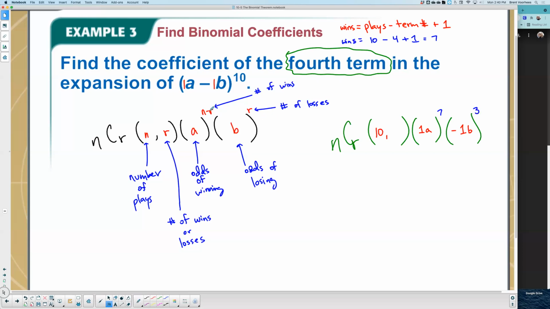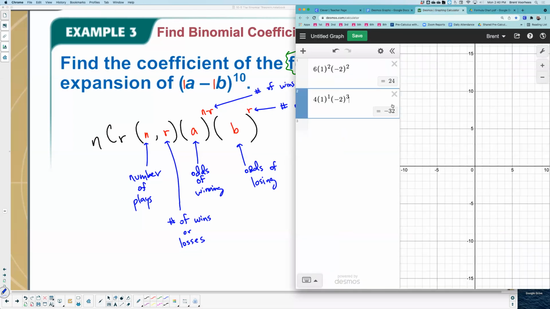3. That's why I usually do this as n and n minus r, but that's what the formula chart says, so I'm going to leave it that way. And then the r can be either one. Since I like to win, I'm going to put a 7 there. So let's go to the calculator and see what our coefficient is.